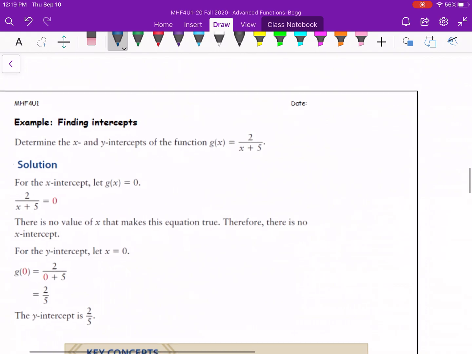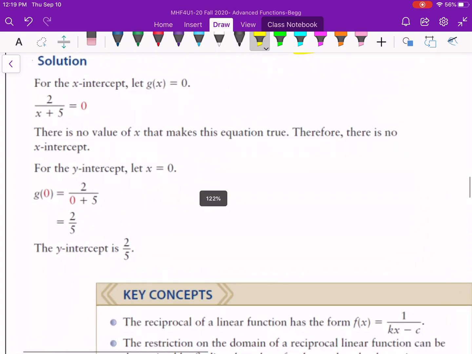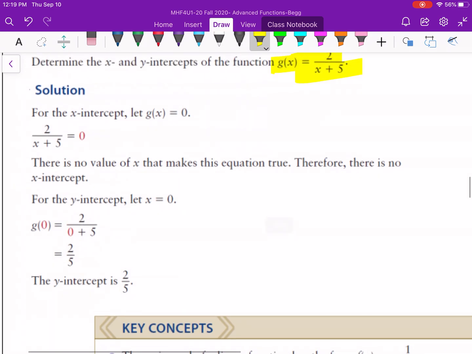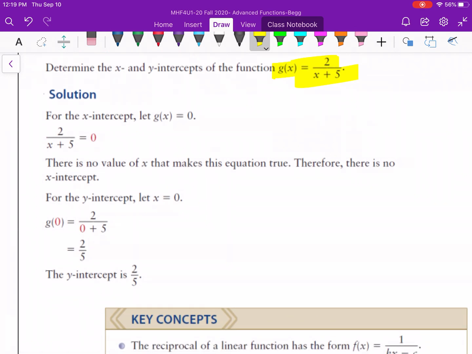Last example, finding intercepts. Determine the x and y intercepts of this function here. So 2 over x plus 5. For the x-intercept, remember what we want to do is, this is a function g at x, we want to let the function equal 0. So if g at x equals 2 over x plus 5, then we let it equal 0, then we can just solve it to find out what x is, right? Here's the problem. There's no value of x that's going to make this equation true. If I put 0 in for x, I just end up with 2/5 equals 0, which is obviously not true. And any number you can think of is not going to work. So since there's no value of x that makes the equation true, that means there's no x-intercept.